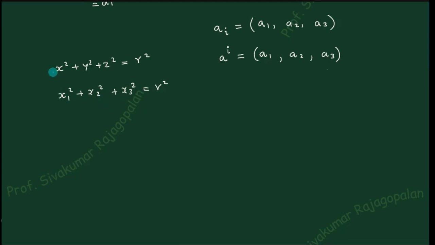Once we bring this 1, 2, 3 notation, it is clear that x1 square is nothing but x1 into x1, x2 square is x2 into x2, and similarly x3 into x3. Because in the usual Cartesian 3D case, the lower and upper indices have no difference. We can rewrite this as r square equal to xi times xi. This is what is known as the index notation.